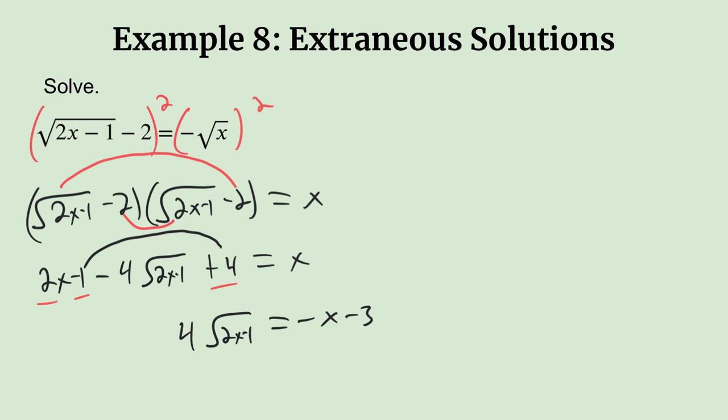Square both sides. Yeah, we could square both sides. That might make things a little cleaner. So we don't have to divide it by 4, and you'll just have to divide by 16 later. And then you'd get x squared plus 6x plus 9.